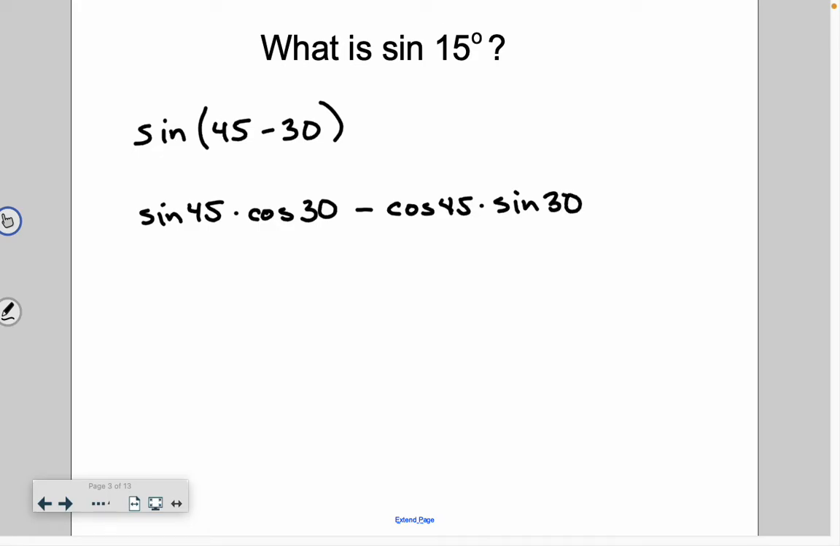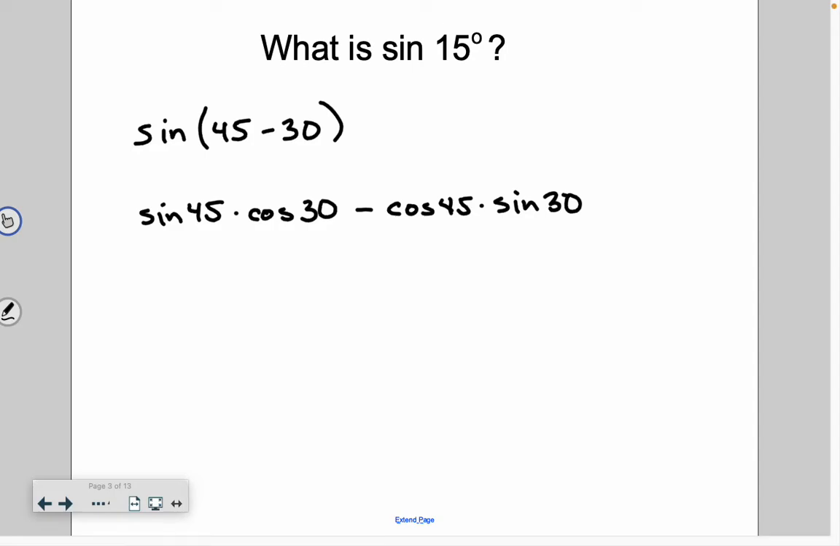Like I said, what we're going to try to come up with is an exact answer. So we're not just typing stuff into the calculator and writing down a random decimal. Well, now, there's our identity. There's our difference identity written out. Now we just go through and start getting some answers here.